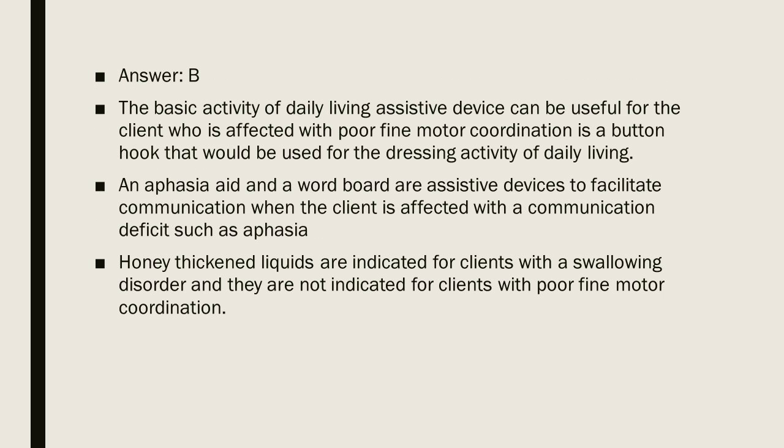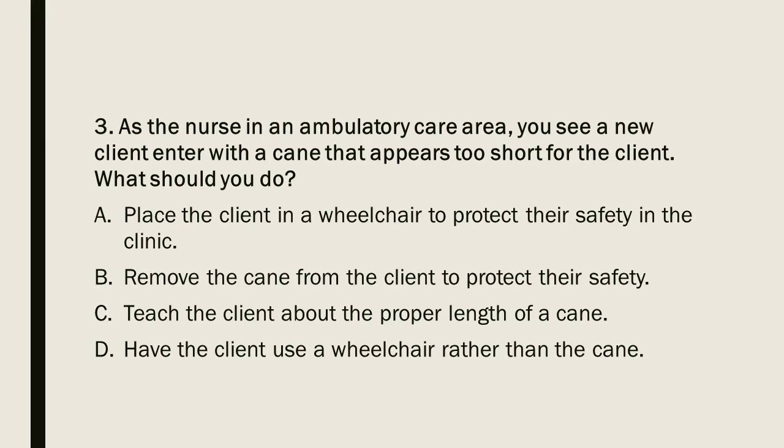Answer: B. The basic activity of daily living assistive device that can be useful for the client who is affected with poor fine motor coordination is a button hook that would be used for the dressing activity of daily living. An aphasia aid and a word board are assistive devices to facilitate communication when the client is affected with a communication deficit such as aphasia. Honey thickened liquids are indicated for clients with a swallowing disorder and they are not indicated for clients with poor fine motor coordination.